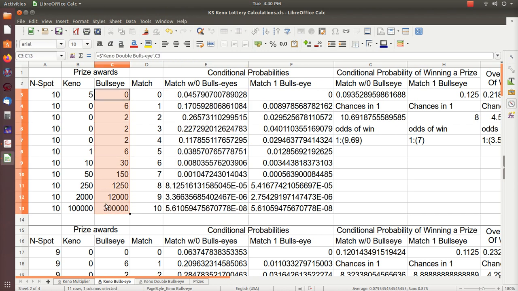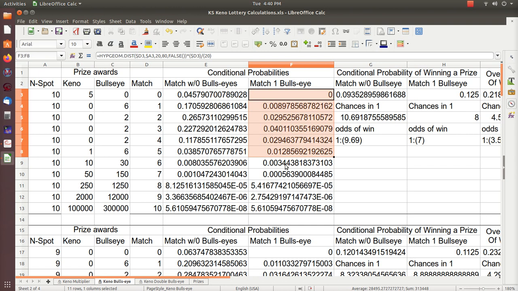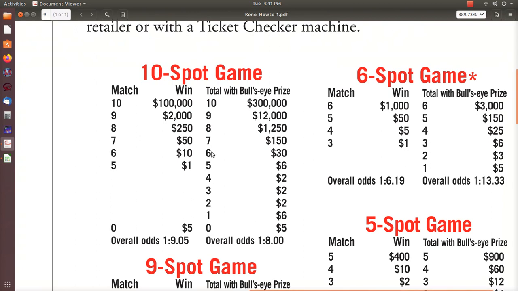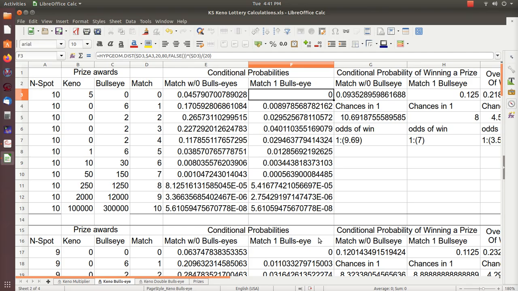Now, to be in this bullseye column and win the additional money, you have to have a certain number of matches and match the bullseye. So that's this conditional probability column. Now notice here that the probability that you have 0 matches and you match the bullseye is 0, right? You don't have any matches, so you can't match the bullseye. But if you look at their game here, it says if you match 0, you win $5 playing the bullseye option, which you win $5 for being in this column, not this column. Okay, so let's keep going here.